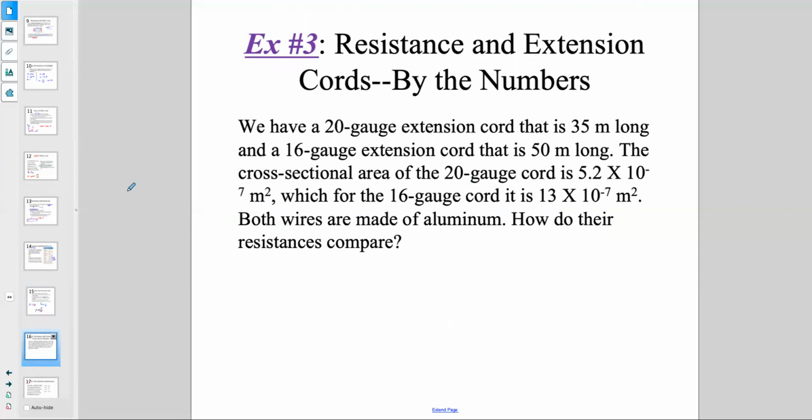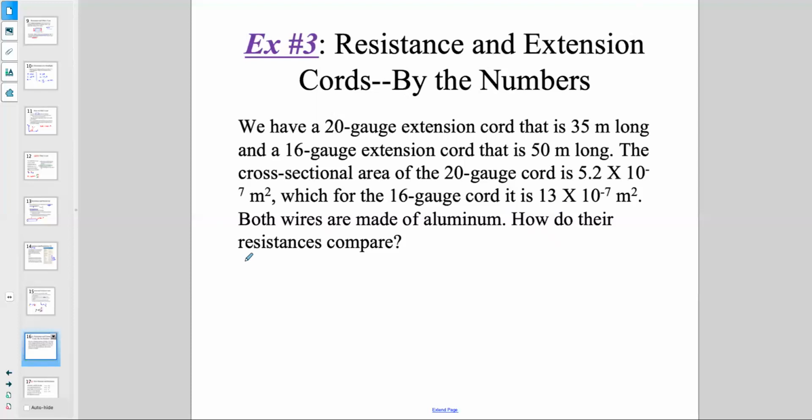So we have a 20 gauge extension cord that is 35 meters long, and a 16 gauge extension cord that is 50 meters long. The cross-section area of the 20 gauge cord is 5.2 times 10 to the negative 7 meters squared. That's a cross-section area, so it has to have meters squared as its units. For the 16 gauge cord, it is 13 times 10 to the negative 7. Both wires are made of aluminum. How do their resistances compare?